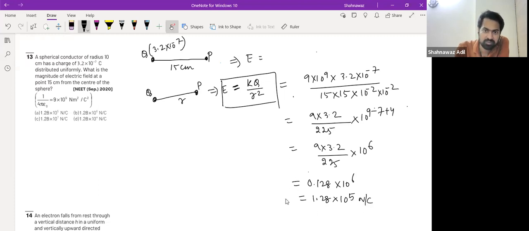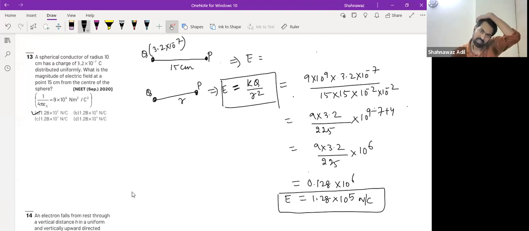Okay, so A is the answer. Understood, guys? Any doubt in this problem? Rabia, any doubt? No, sir.